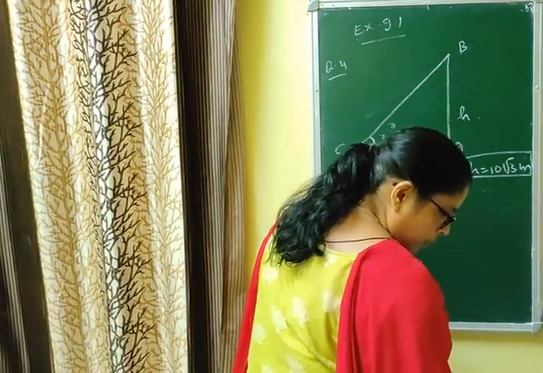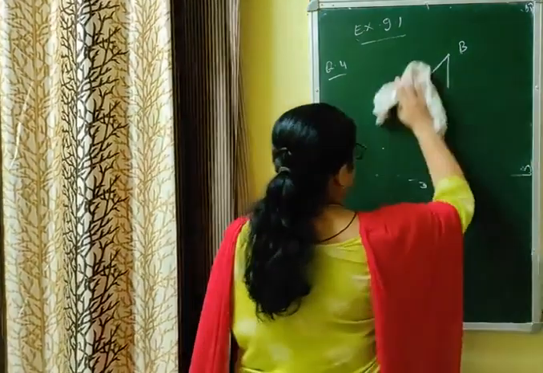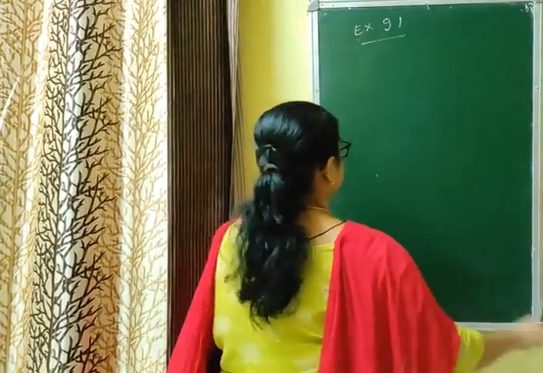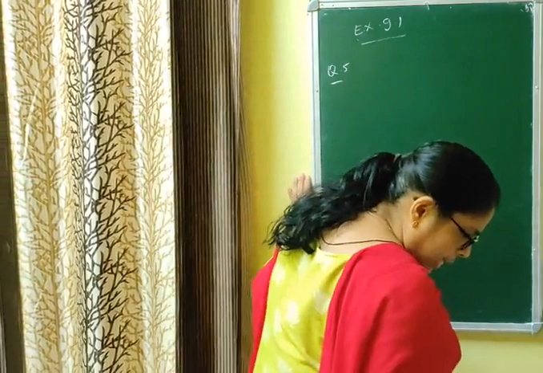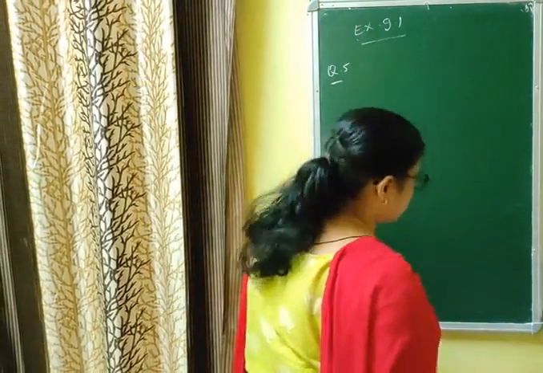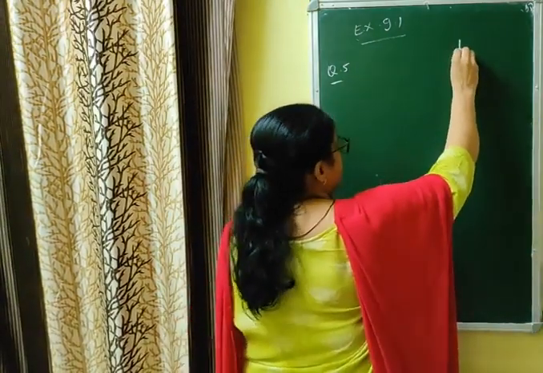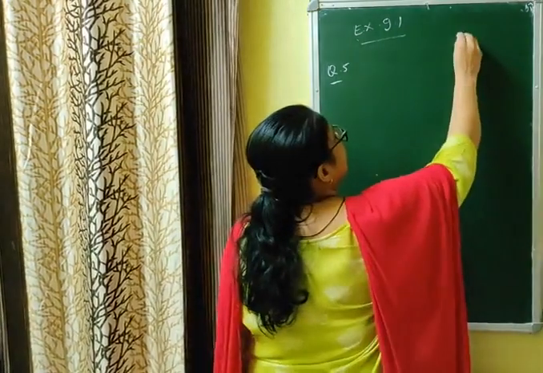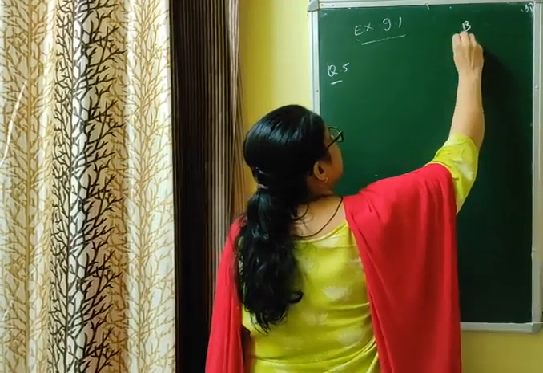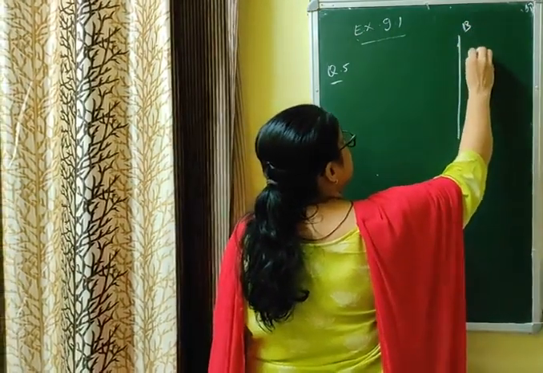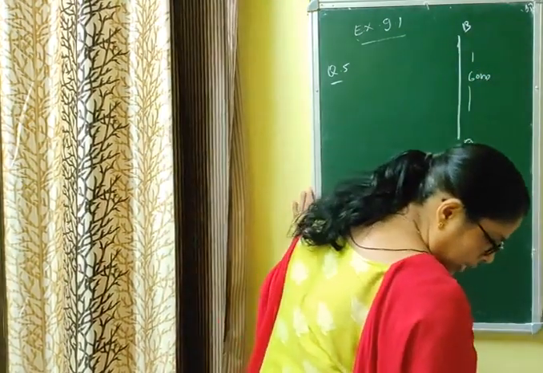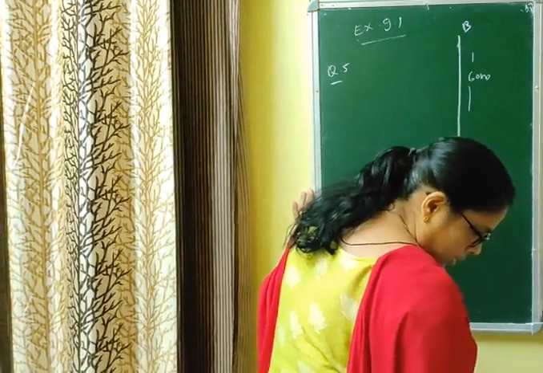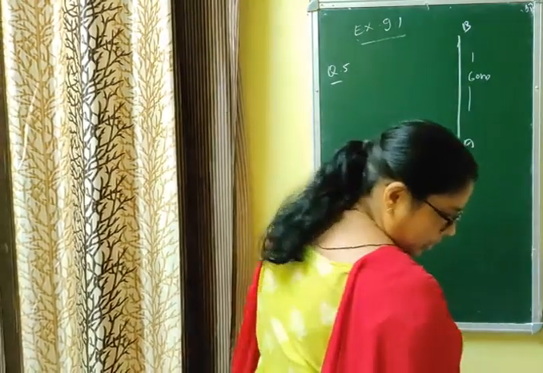Next question is question number 5. Let me read the question first. A kite is flying at a height of 60 meter above the ground. Let B be the kite which is flying at a height of 60 meters from the ground.